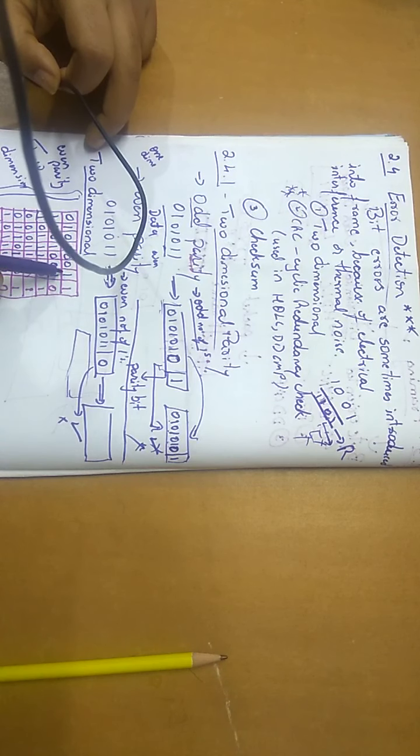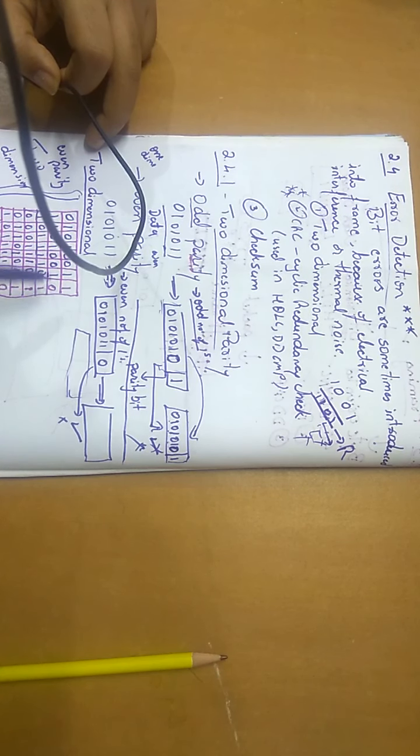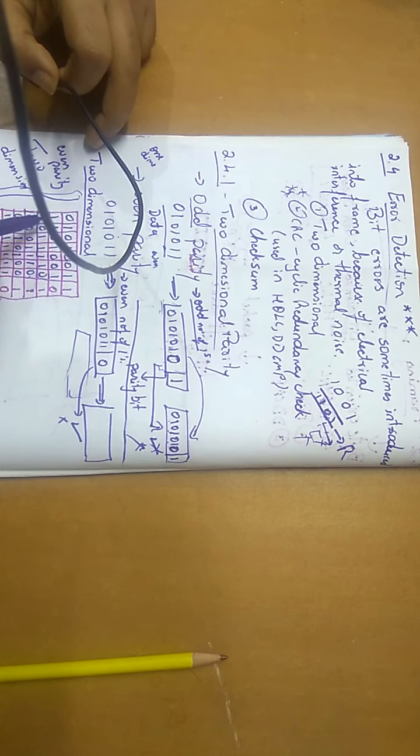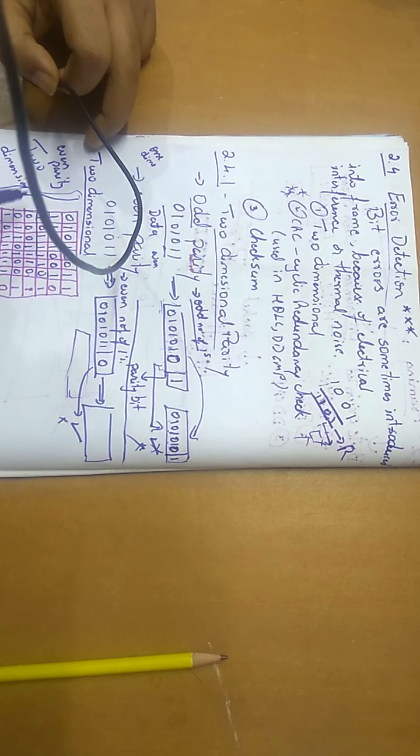1, 2, 3. 3 ones. To make it even, 1 we have added. So 1, 2, 3, 4, 0. 1, 2, 3, 4, 5, 1. Similarly 1, 2, 3, 1. So here also we will check 1, 2, 3.